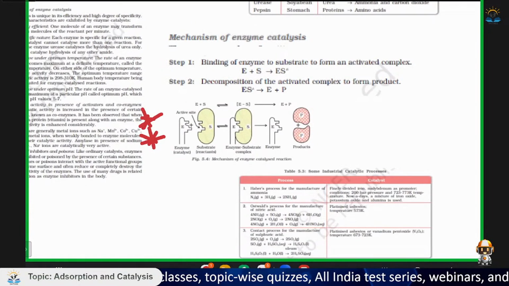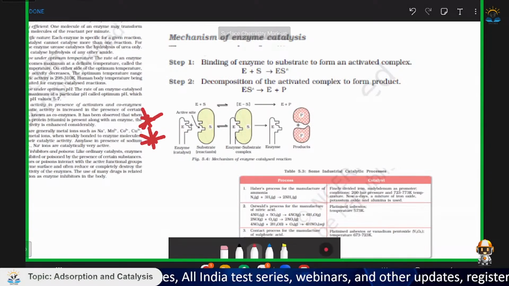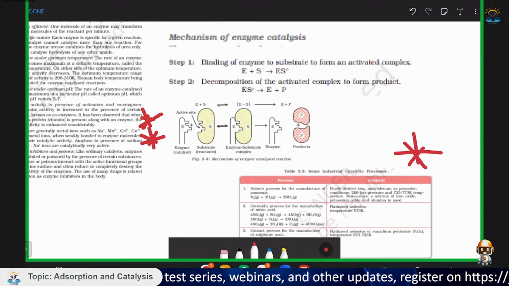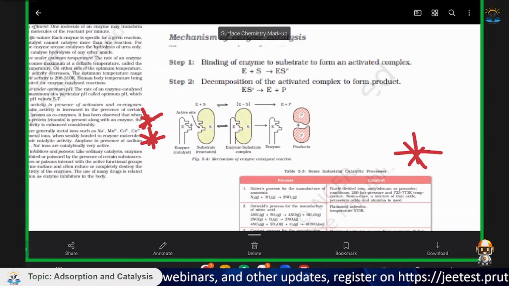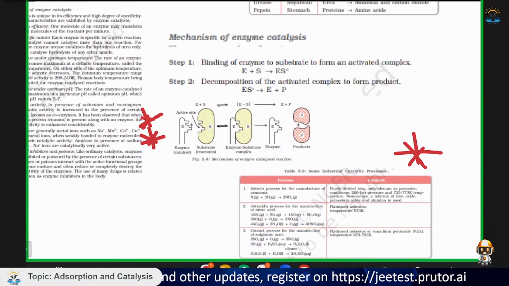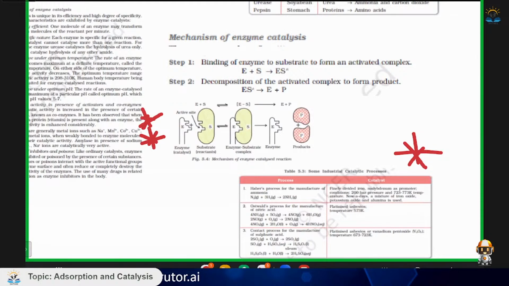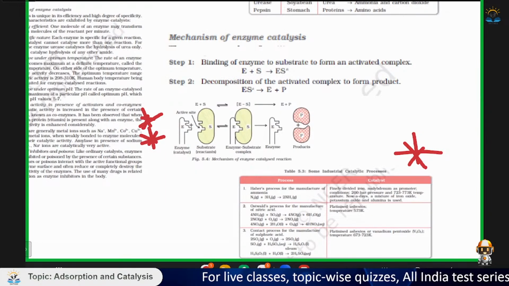Next is a table of some industrial catalysis processes. By the way, this is important: the enzyme catalysis reaction above is highly complex, and there was a question related to that on chemical constitutions. Some industrial catalytic processes: first, Haber's process, Ostwald process, contact process. We already discussed all three. They have their respective catalysts: iron with molybdenum promoter, platinized asbestos, or vanadium hydroxide, under certain conditions. Please have a look at it later.